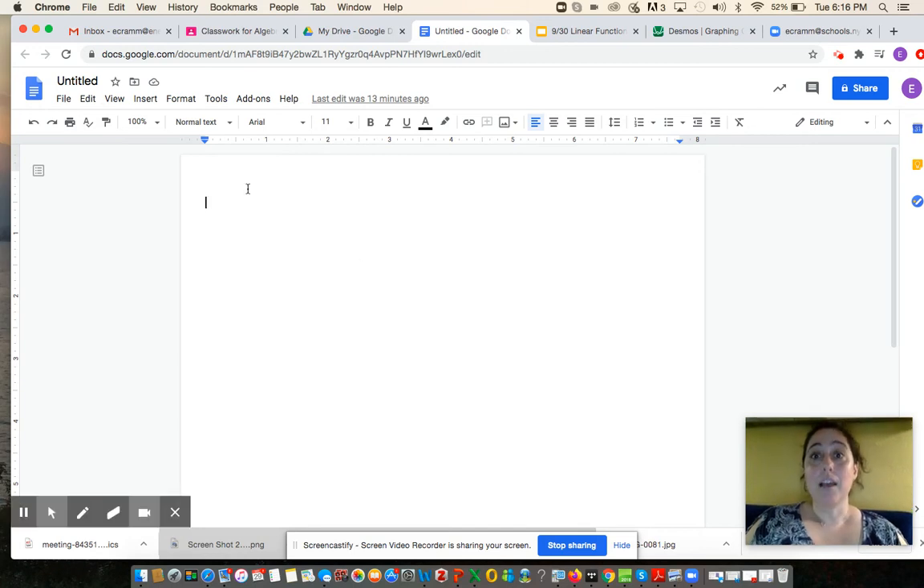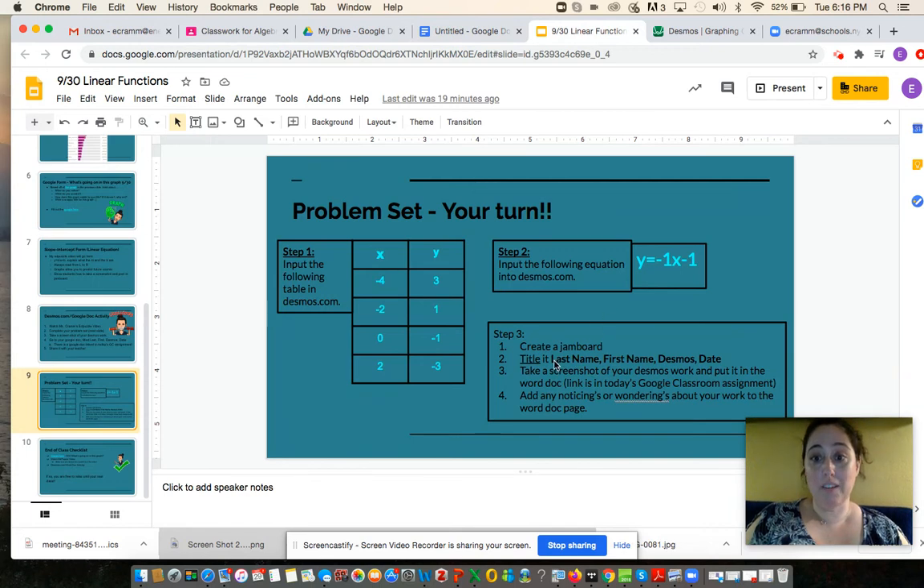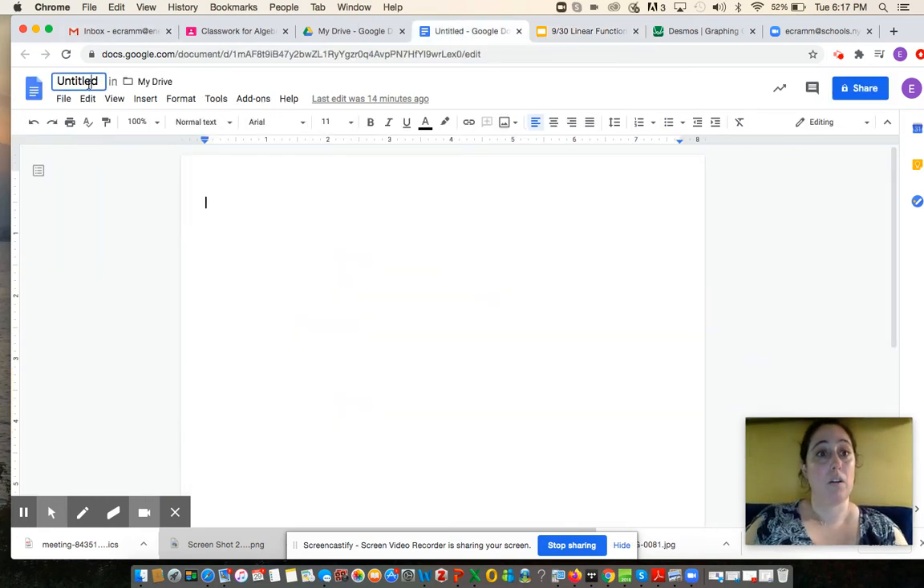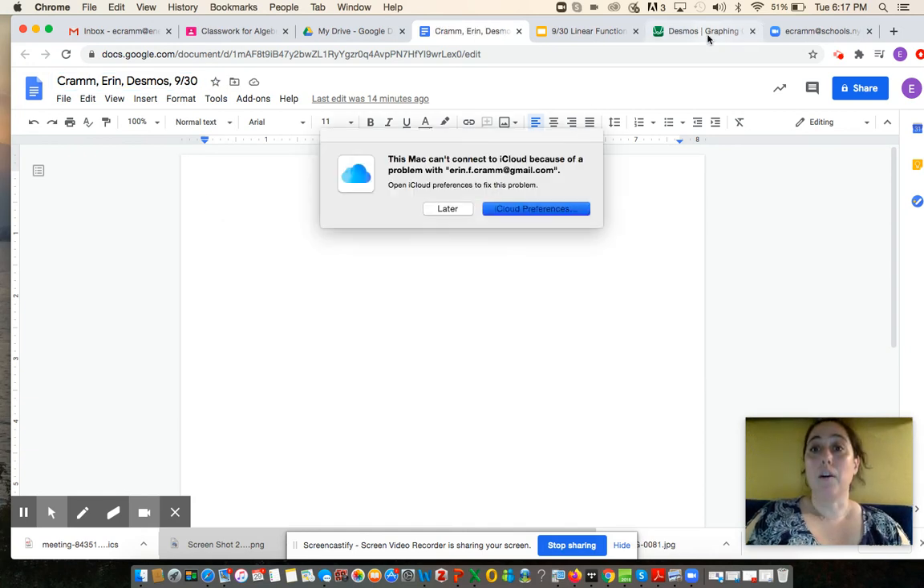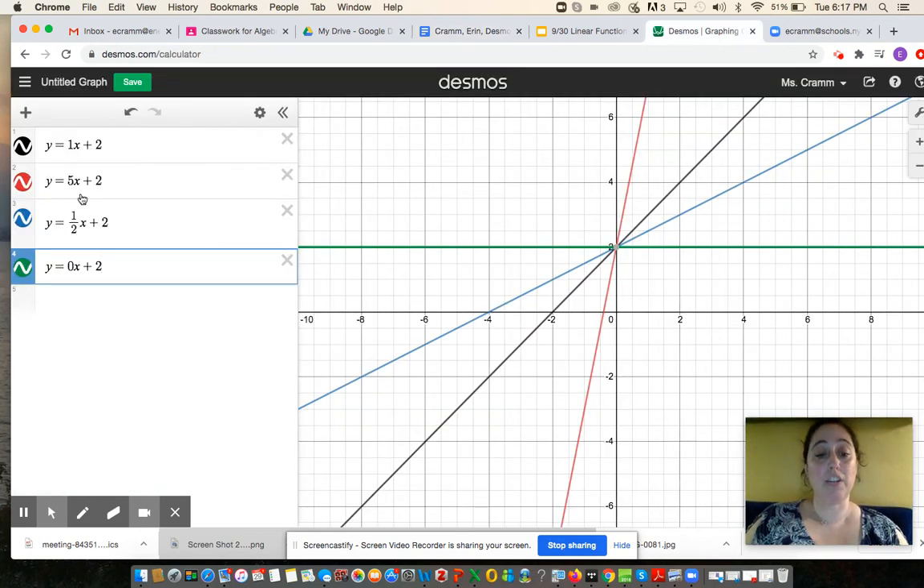a Word doc. Now, in the slides, I told you to title it with last name, first name, Desmos, and the date. So I'm going to do that. Desmos. And today's date, I think, is the 30th. All right. Okay. So I am going to take a screenshot of my Desmos. Whoops. Actually want to be a little bit more precise.